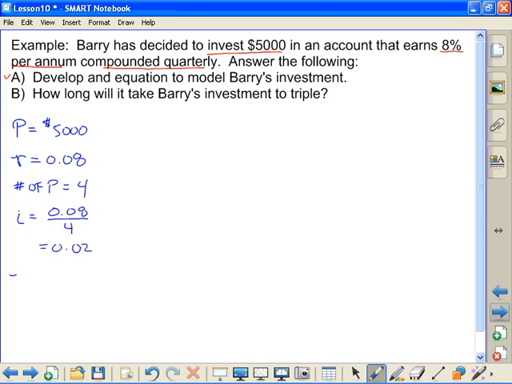And I know my n is equal to 4 multiplied by the number of years, which is not given, so 4t. So A part, this is identical to what we did before. We know it's a financial application, and we only have one equation that deals with financial. Plugging in the information that we know, A will equal 5,000, bracket 1 plus 0.02, to the exponent 4t. So there's the answer to A.